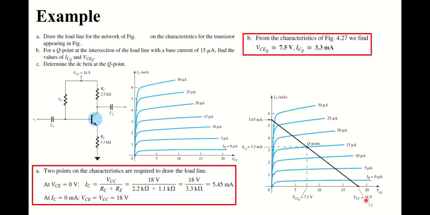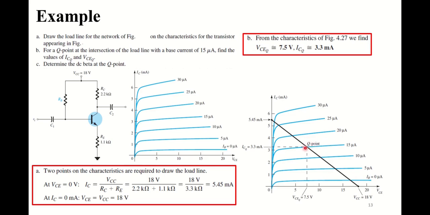Part B is quite simple, in which we are asked to find the values of IC and VCE, where base current is 15 microampere. All we need to do is to look at the output characteristic curve and figure out the intersection point of a load line with 15 microampere base current, which in this case is represented by this Q point.